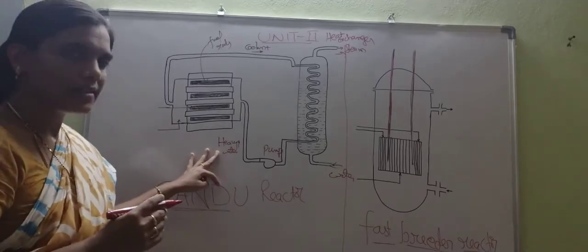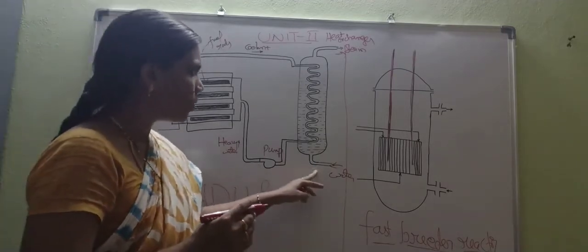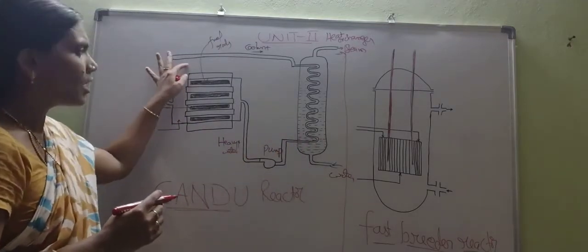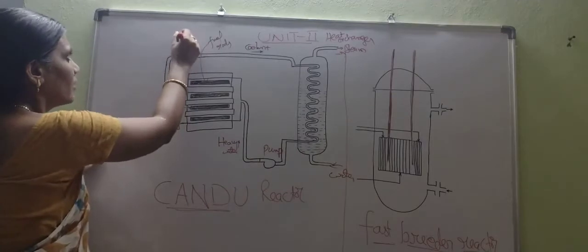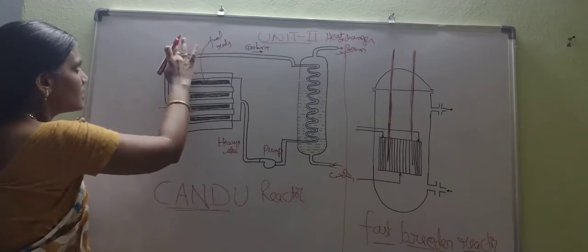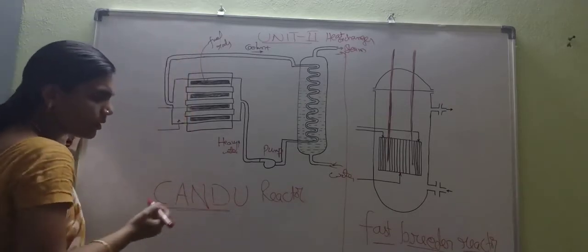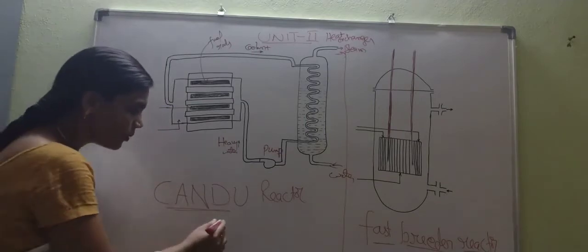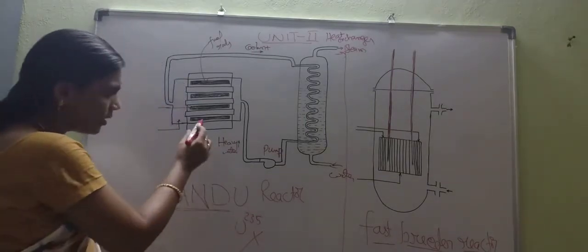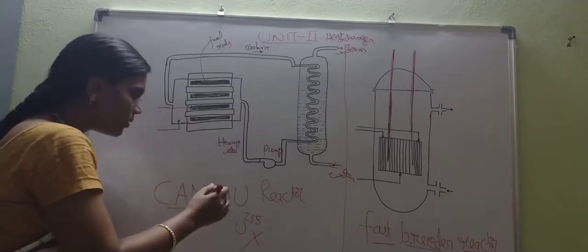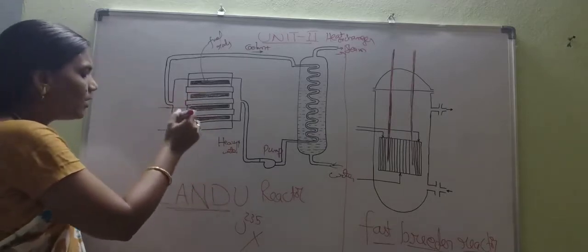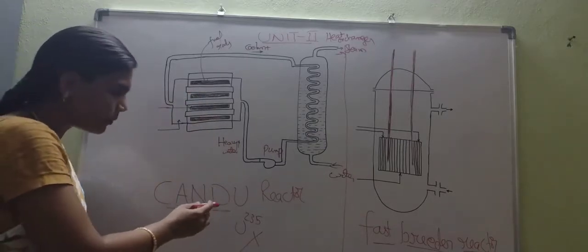Okay, so heavy water is used as a coolant here, and ordinary water is used for heat transfer, and here the fuel rods are uranium. This is the CANDU reactor. It stands for Canadian deuterium uranium. Enriched uranium U-235 is not used at all in the Canadian deuterium uranium reactor. Natural uranium is used as fuel rods here.